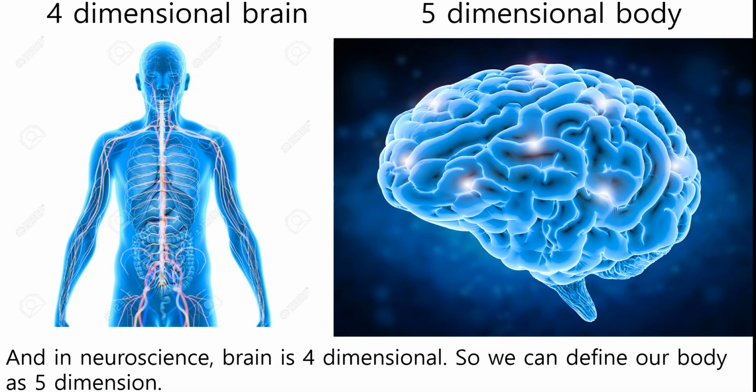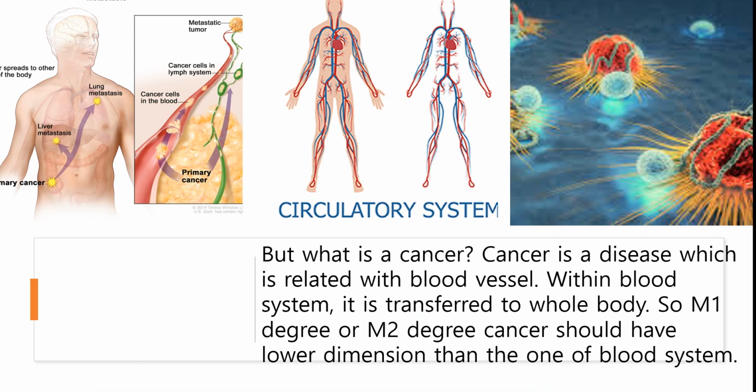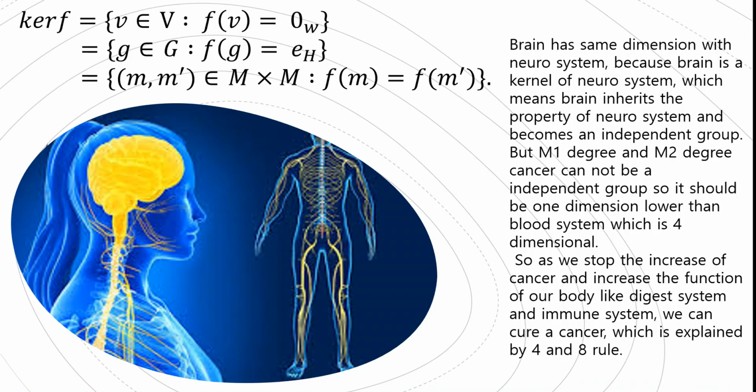And in neuroscience, the brain is 4-dimensional, so we can define our body as 5-dimensional. But what is cancer? Cancer is a disease which is related to blood vessels. With the blood system, it is transferred to the full body. So M1 degree or M2 degree cancer should have lower dimension than the blood system.